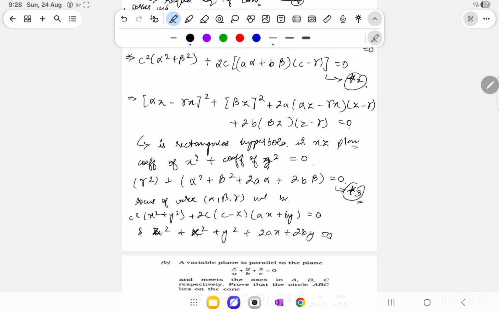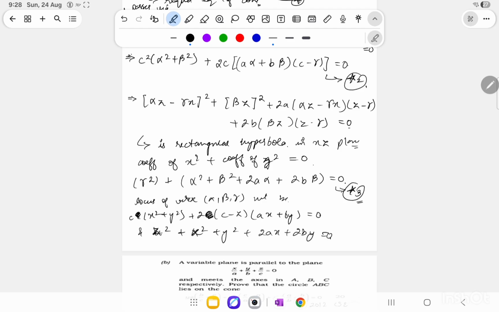These two equations basically represent the locus of vertex. So what we can do is further simplify it. From here we can divide throughout by c, so we'll get rid of that.